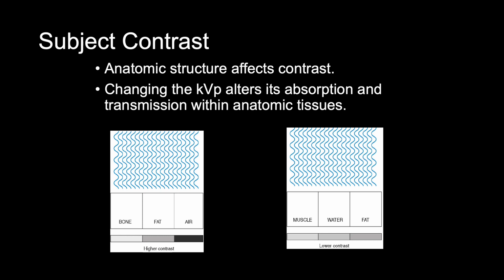If you look at the figures over here, the figure to the left is a high subject contrast tissue. Higher contrast resulting from greater differences in the radiation absorption for tissues that have greater variation in composition. And then the figure to the right is low subject contrast tissue. Lower contrast resulting from fewer differences in the radiation absorption for tissues that are more similarly composed.